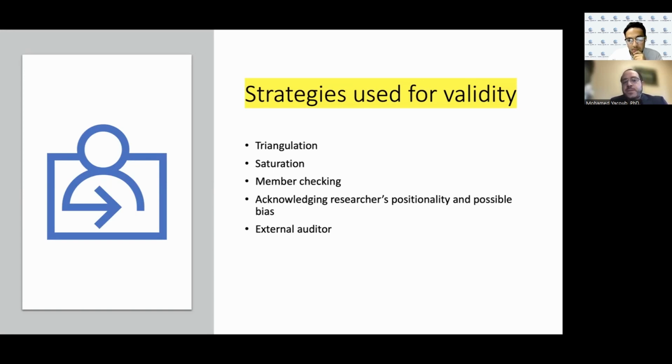External auditor is when you ask someone else to read it for you. Now you're done with your analysis, have someone else in the field, someone with experience, read the findings, your transcripts, your coding, your themes, and tell you if they have any comments, or if something doesn't make sense, or if you have done something in a wrong way, so they would tell you what to do. So these are all strategies that are used for validity in qualitative research.